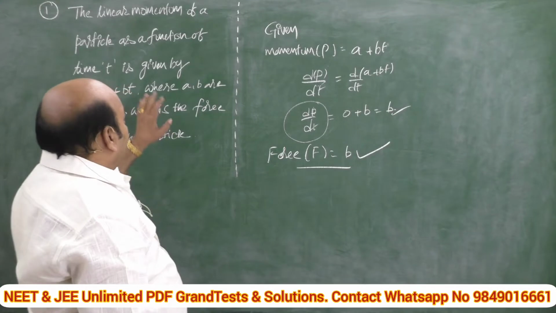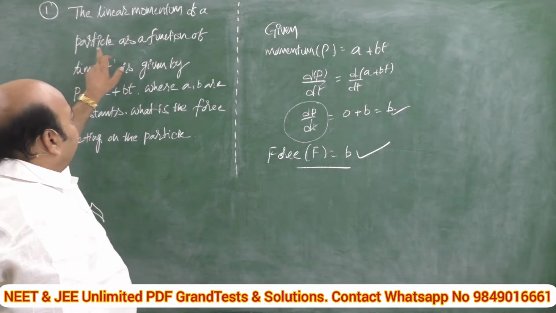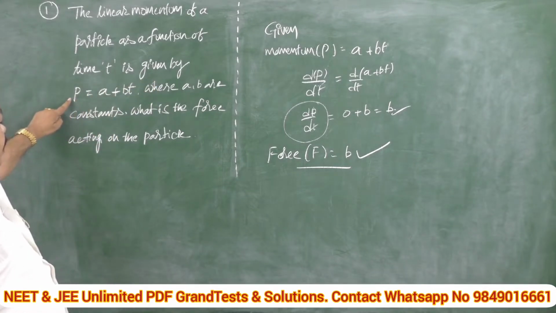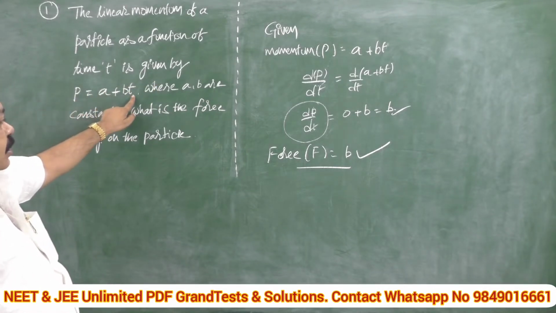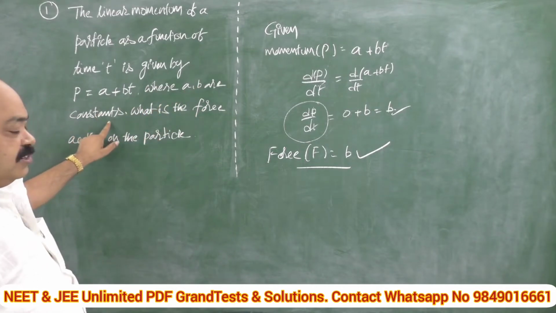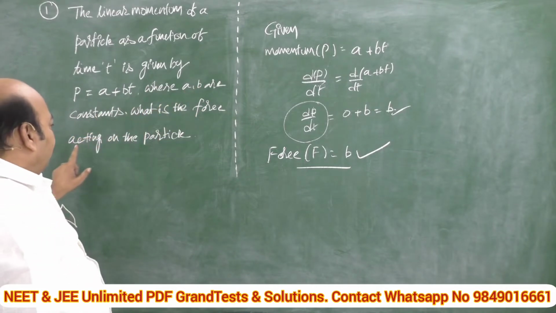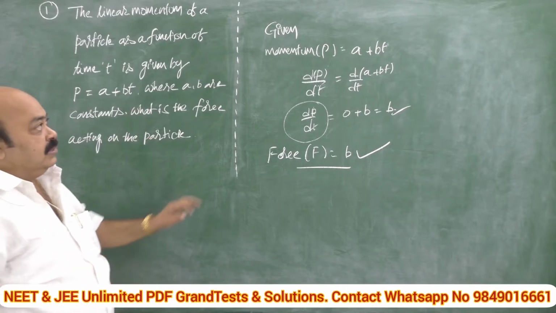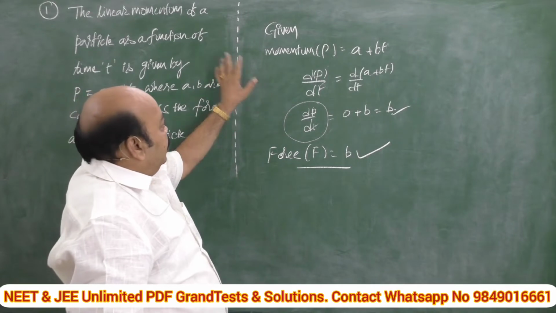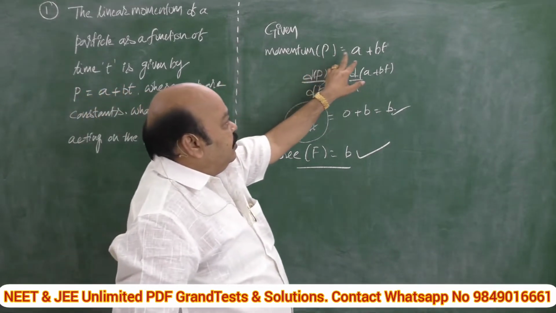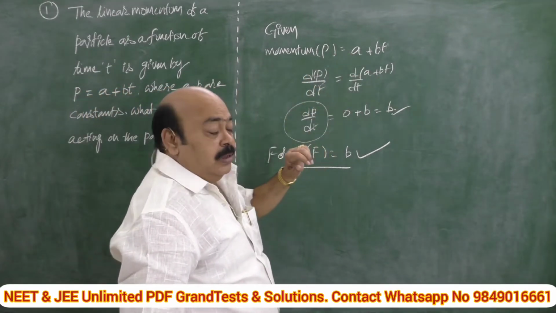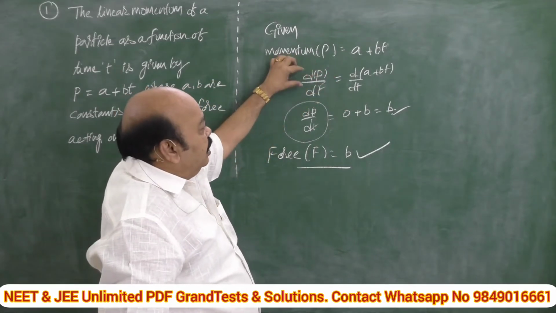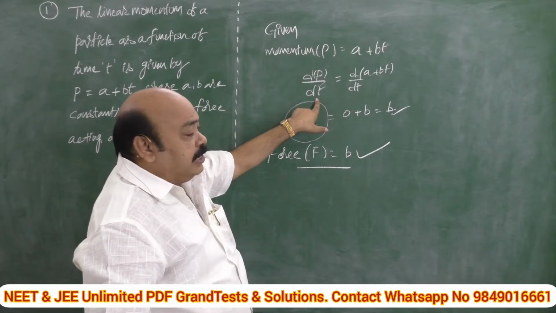Once again, the linear momentum of a particle as a function of time t is given by the equation P is equal to a plus bt, where a, b are constants. What is the force acting on the particle? This is the given problem. What is the solution? In the problem, the momentum P is given as a plus bt. I am doing the differentiation on either side: d by dt of P with respect to time.